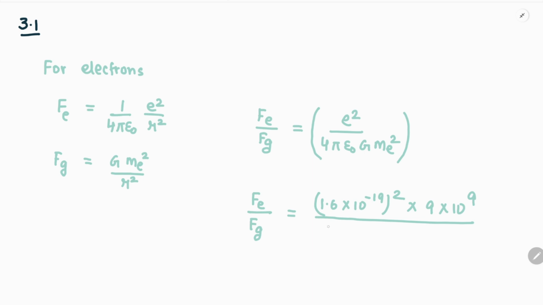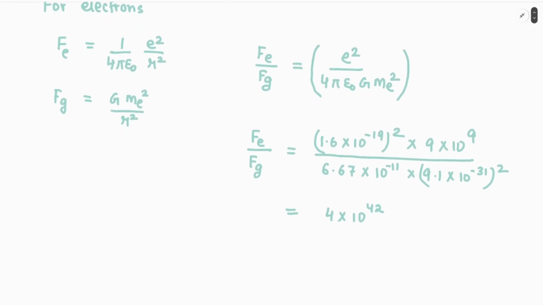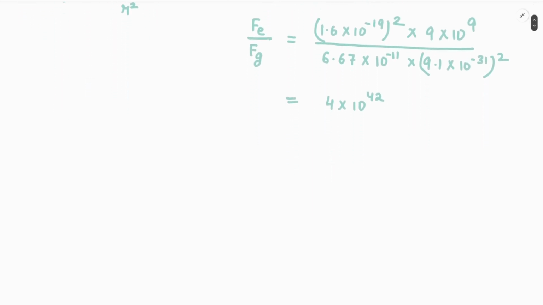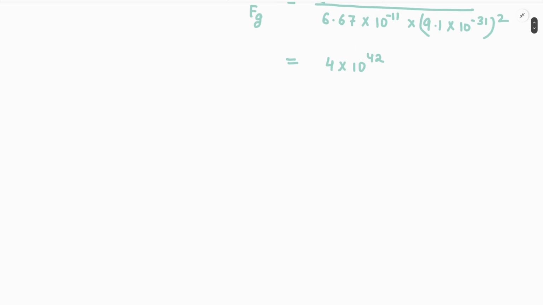Then the value of gravitational constant 6.67 into 10 to the power minus 11, and then the mass of electron, which is 9.1 into 10 to the power minus 31 squared. If we calculate this value, we get a value equal to 4 into 10 to the power 42. Since both of these are forces, it is going to be a pure ratio, so there is no unit for this particular parameter which we calculated.